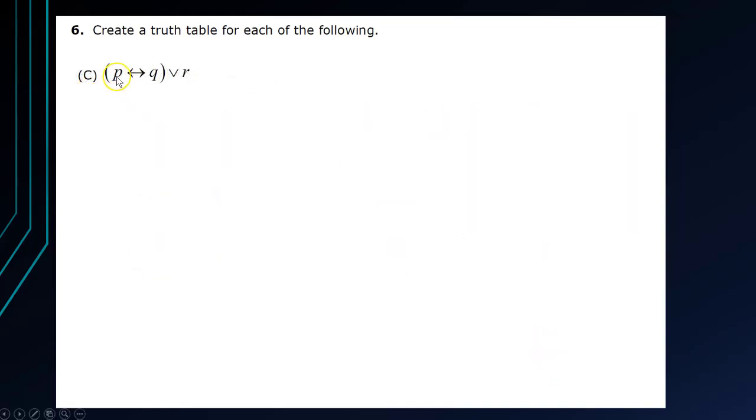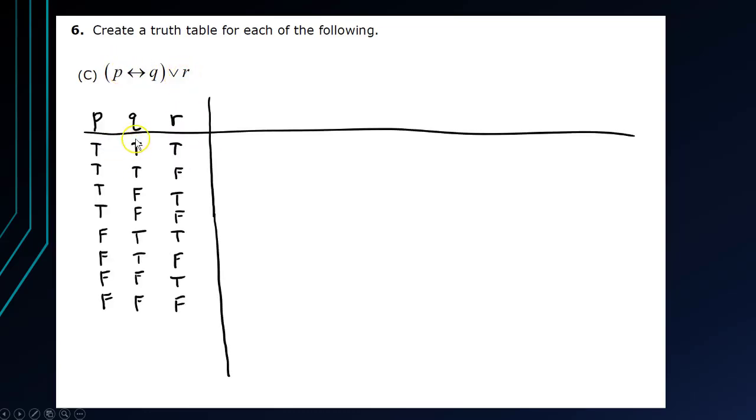Now for this one here, I have P, Q, and R being mentioned. So I had to set up the truth table with those three variables to start off with. I need to figure out what the biconditional for P and Q is. So I'm looking at these two columns here, and again, I'm looking to see where the truth value is the same. They're the same for the first two. They're opposites for the middle four. And they're the same truth value again, although false this time, for the last two. So it's going to go true, true, four falses, and then two more trues.